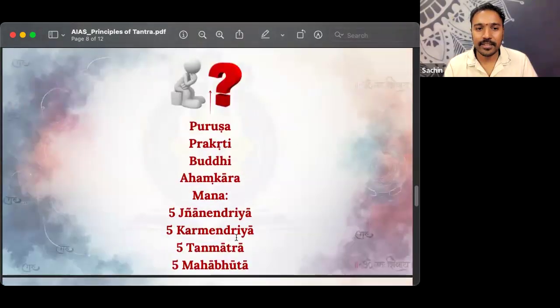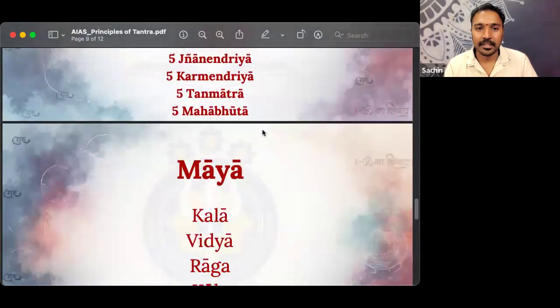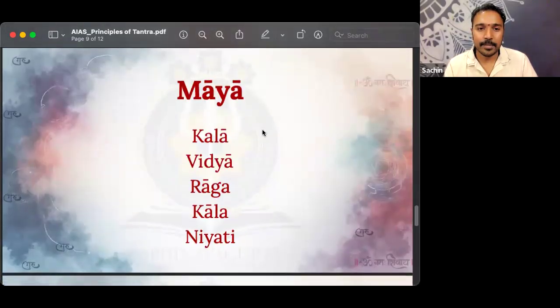We cross the 25 Tattvas of Sankhya to break the boundaries kept by Sankhya and enter the realm of Tantra. And when we crossed the 25 Tattvas, we inquired, what is the reason for us being Purusha? Why did we become a Purusha? And we identified the reason behind that as Maya. Maya is that Shakti, or the energy, which limits us to become Purusha.